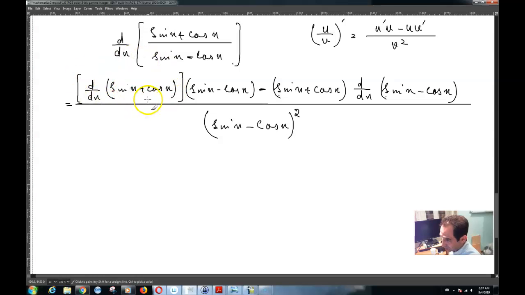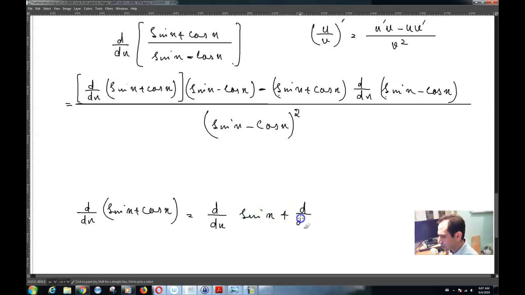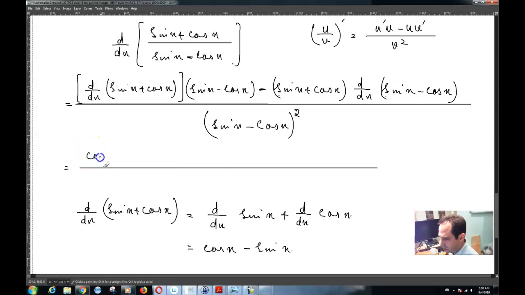Now, d by dx of sin x plus cos x is simple. d by dx of sin x plus cos x is the same thing as d by dx of sin x plus d by dx of cos x. d by dx of sin x is equal to cos x. d by dx of cos x is negative sin x. That's cos x minus sin x. And then you have sin x minus cos x.